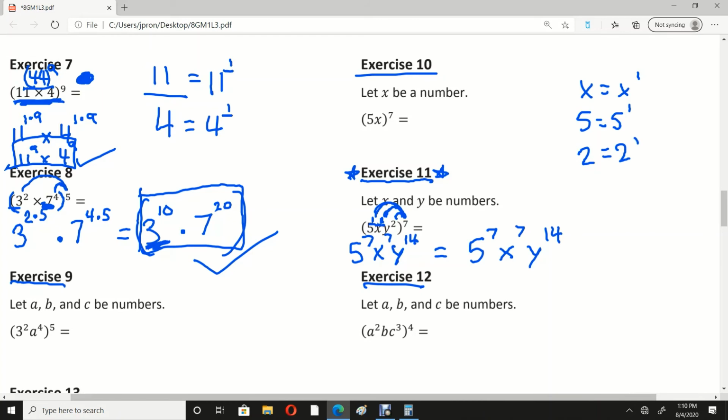So now I want you to try exercises 9 and 12 on your own. If you haven't already done so, give yourself 2 minutes. Give yourself 90 seconds. Go.